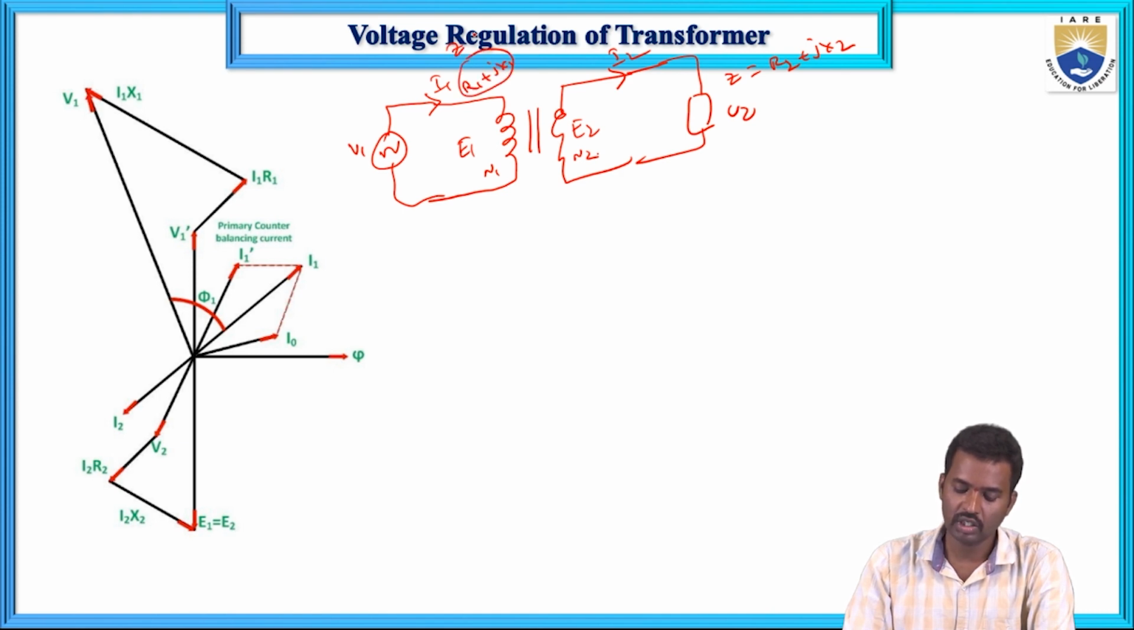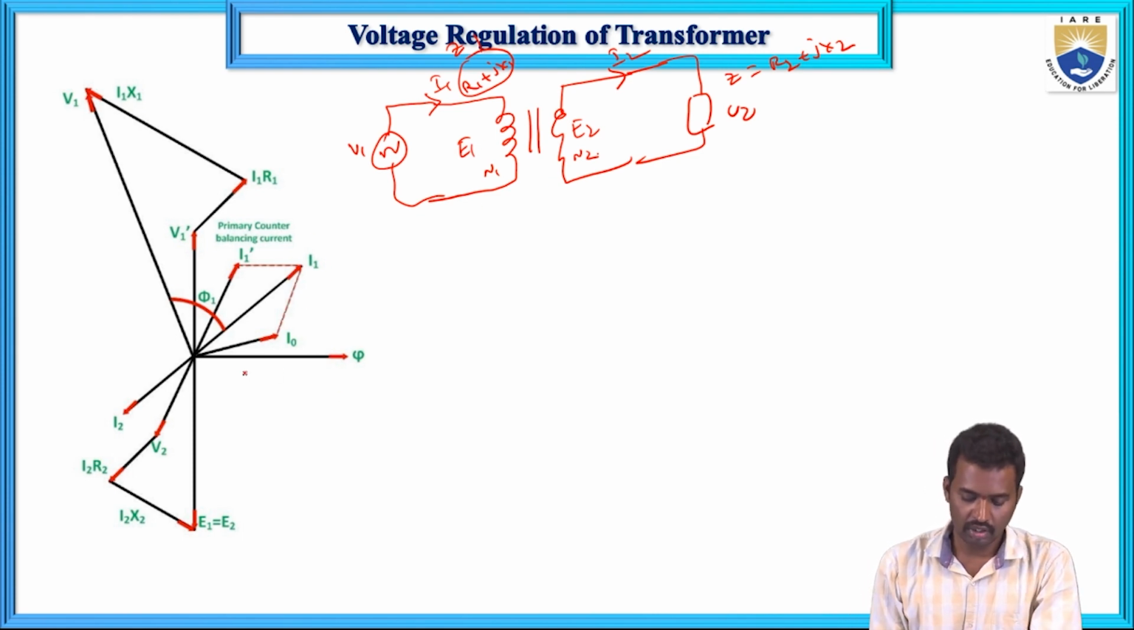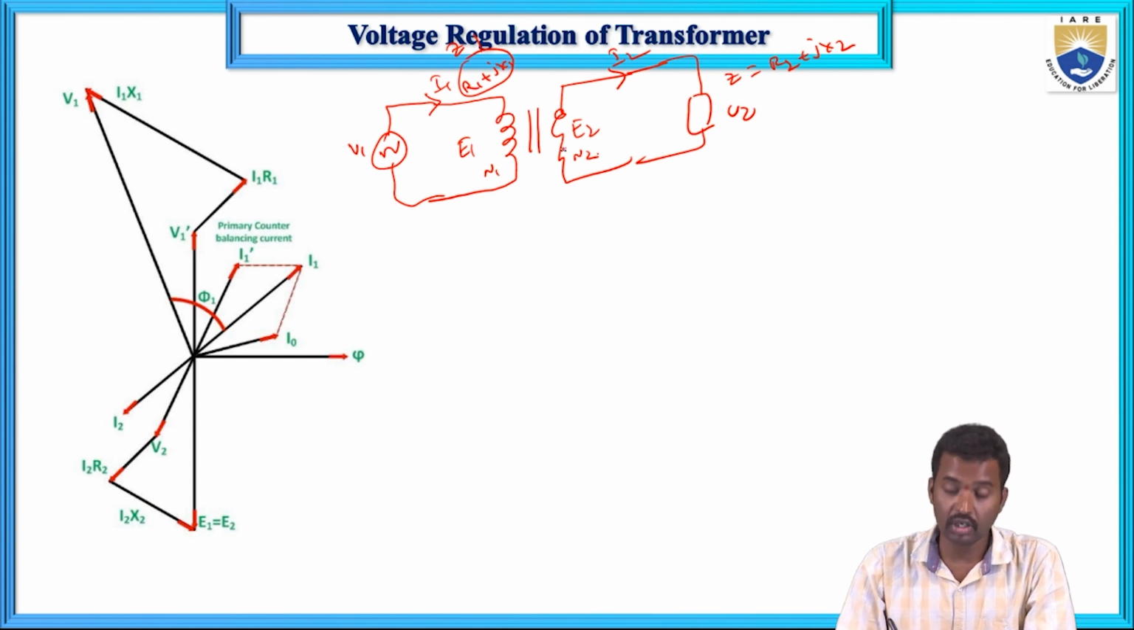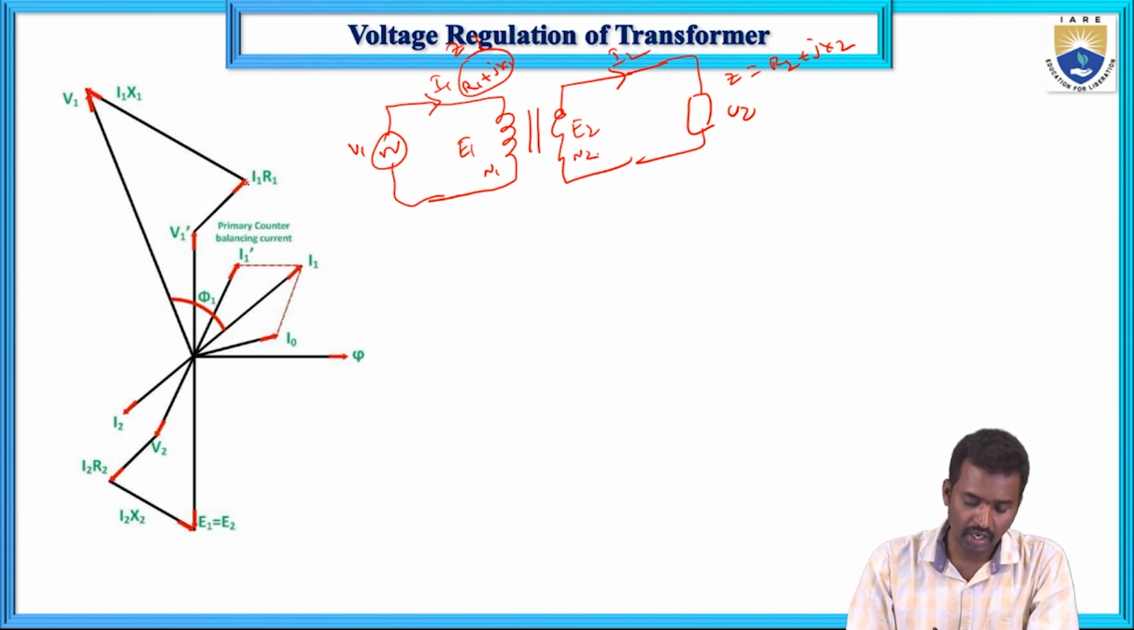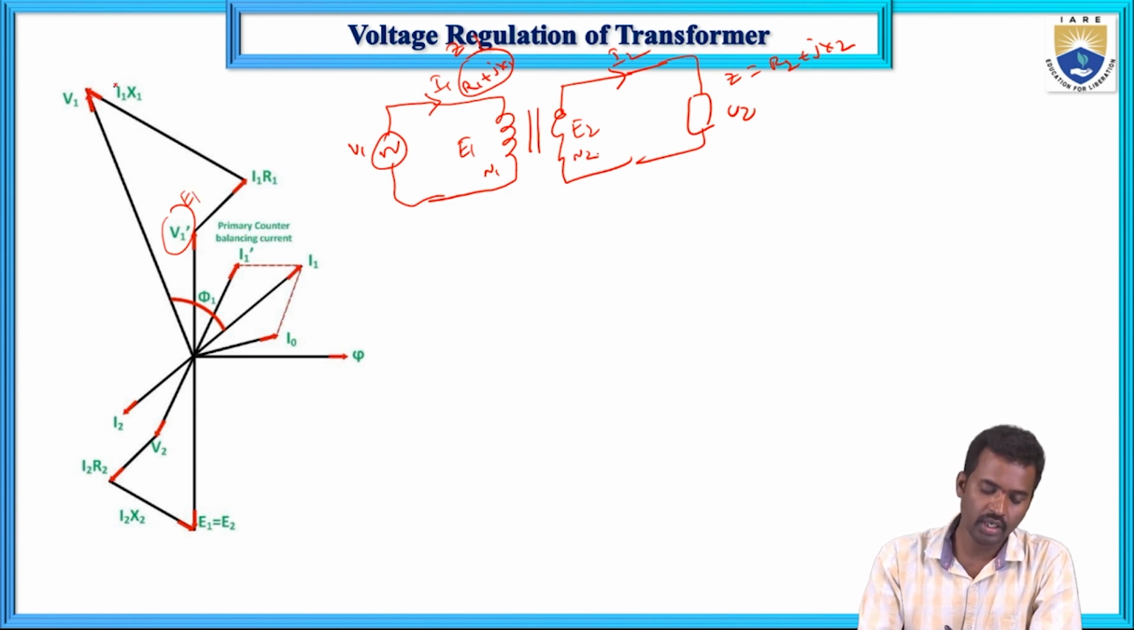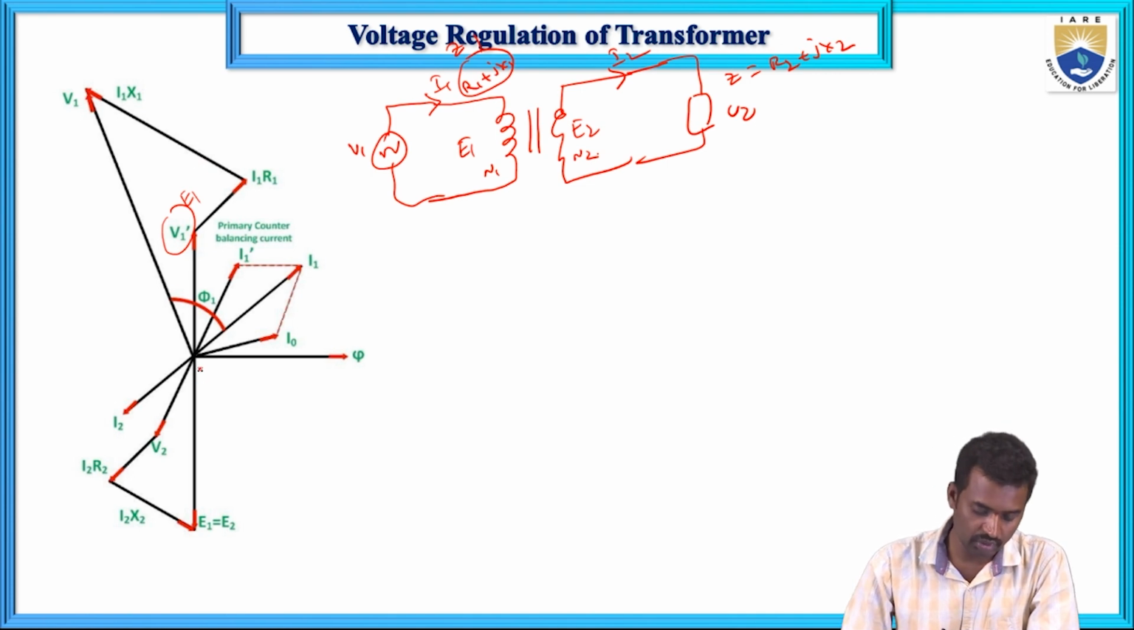Now, take flux phi as the reference, since it is a constant flux device. The primary current I1 is divided into two parts, I0 and I1 dash, the primary counterbalancing current. Then V1, E1, I1R1 and I1jX1 are drawn, and this part is most important. This is E2.